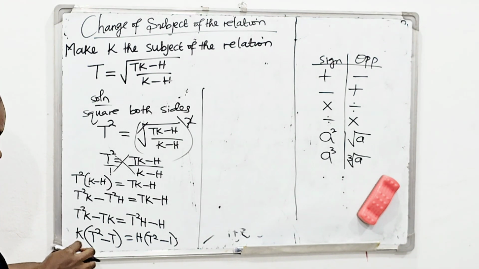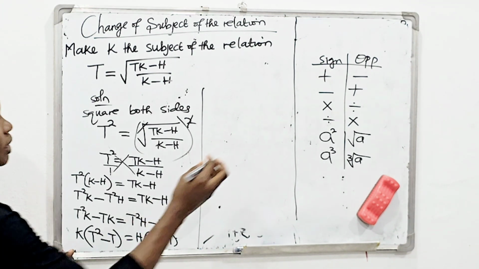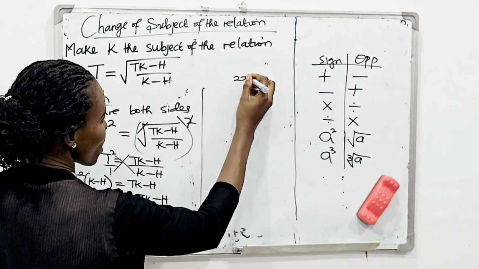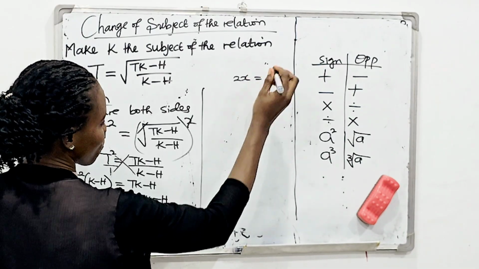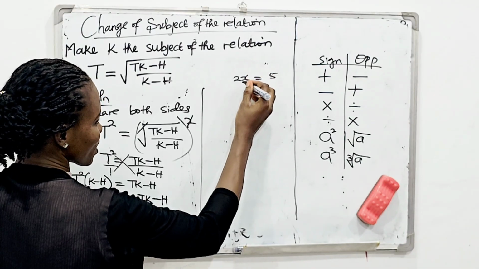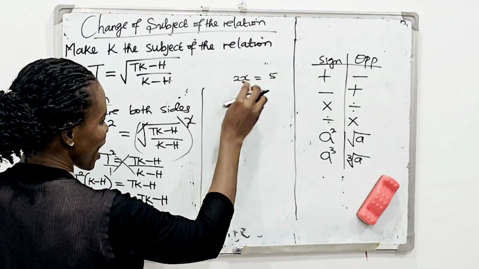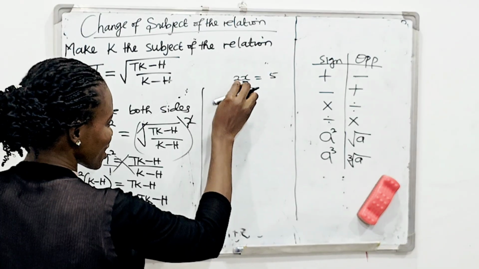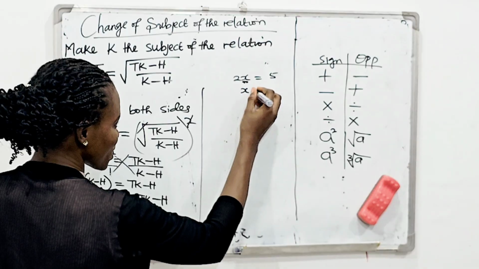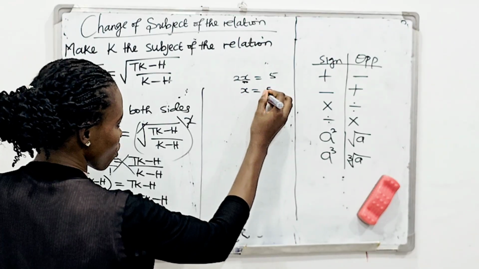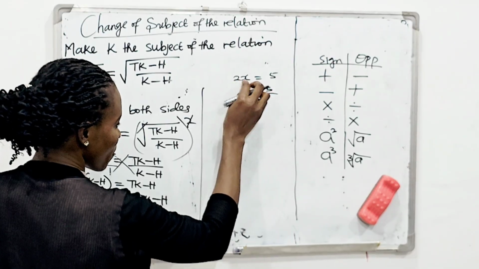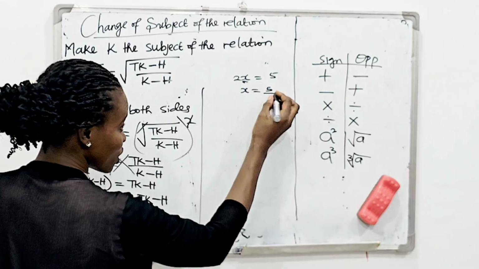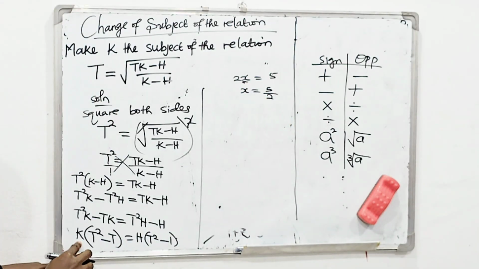K and this term are multiplying themselves. So anytime you have something like 2x equal to 5, and you want only x to stand alone, you divide both sides by what x is staying with. What x is staying with is 2. So I'll divide both sides, and I'm going to have 5 all over 2. Remember, it's multiplication, so if it goes there, it's going to be division. So that's what we're going to do here.